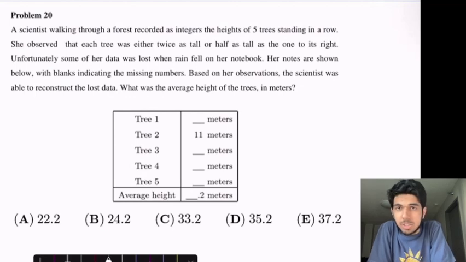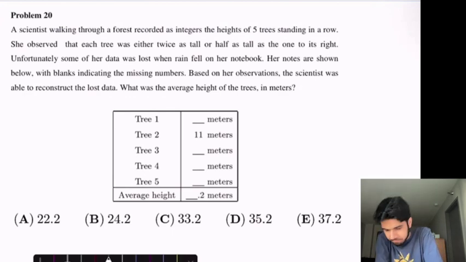She observed that each tree was either twice as tall or half as tall as the one to the right. Unfortunately, some of her data was lost when rain fell on her notebook. Her notes are shown below with blanks indicating the missing numbers. Based on her observation, the scientist was able to reconstruct the lost data. What was the average height of the trees in meters?